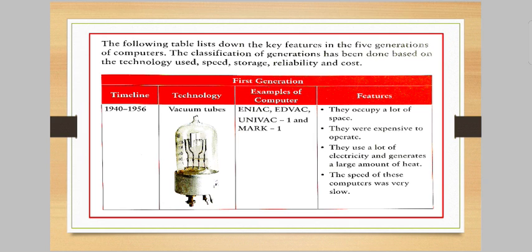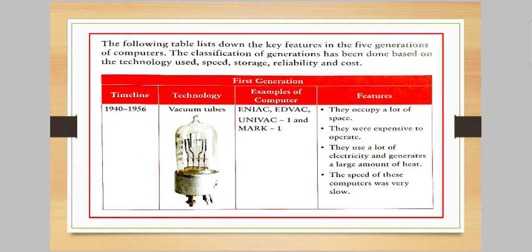First is the first generation. The computer was invented in the 1940s and the first generation was 1940 to 1956. The technology was vacuum tubes. The first generation computers used vacuum tubes technology, and here you can see the image of a vacuum tube. Examples of computers are ENIAC, EDVAC, UNIVAC 1 and Mark 1.